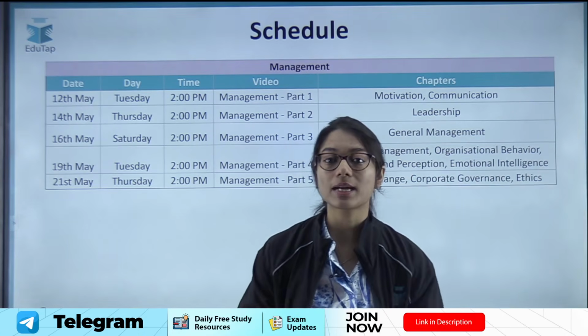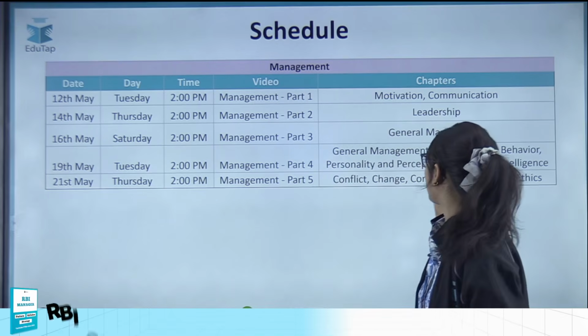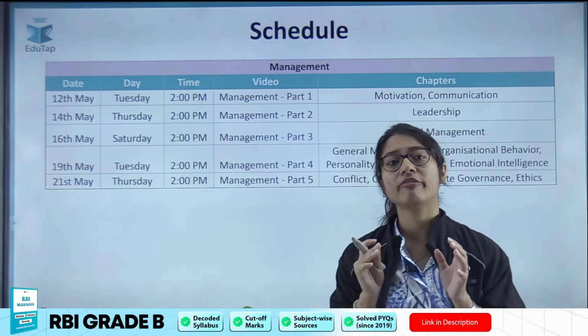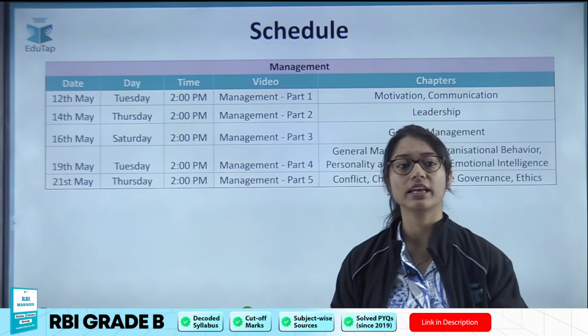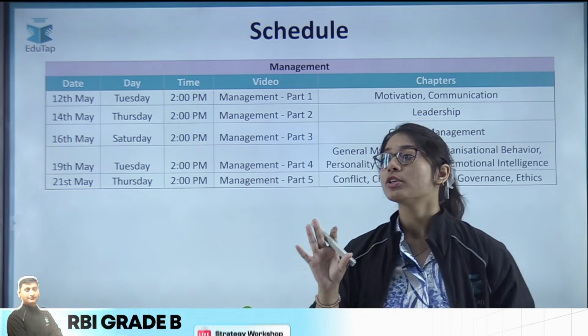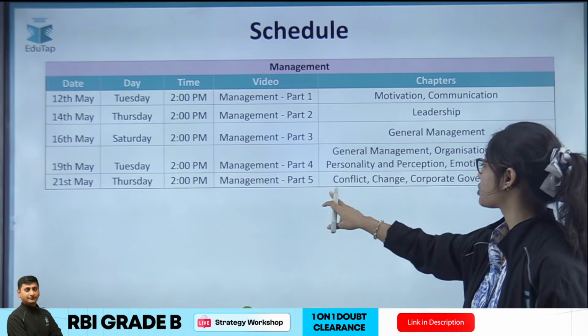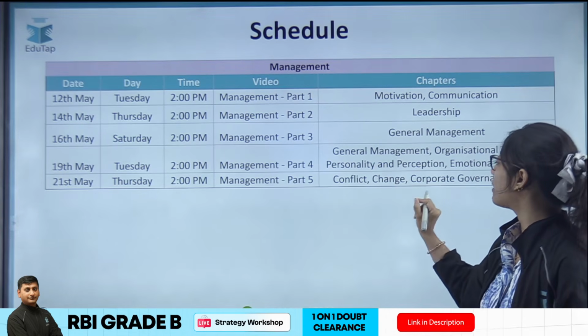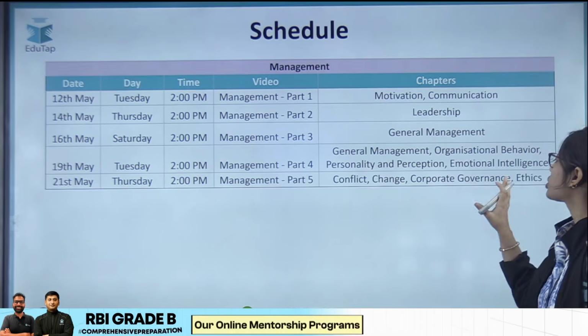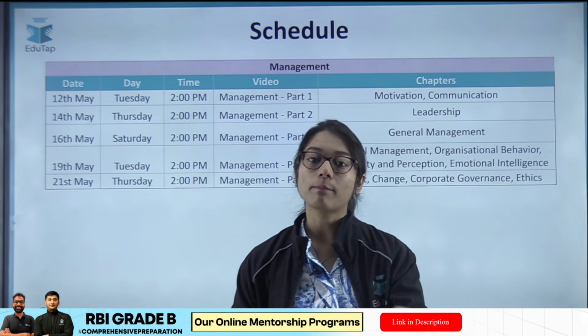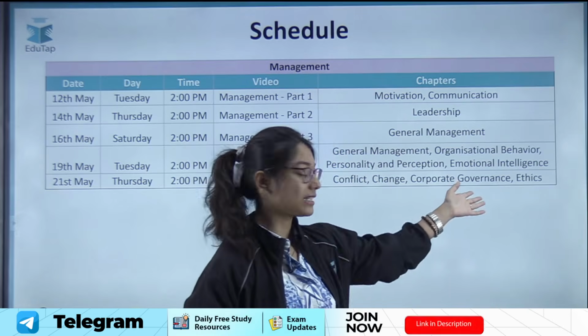Why suddenly so many chapters added? Because for these chapters, OB, personality, perception and emotional intelligence, there have been very rare questions asked, hardly 4-5 times at most, right? So that is why these chapters won't take much of your time. And on the final day, which is the part 5 video, we'll cover organizational conflict, change, corporate governance and ethics. Again, some parts of these topics have carried weightage, such as corporate governance and ethics.